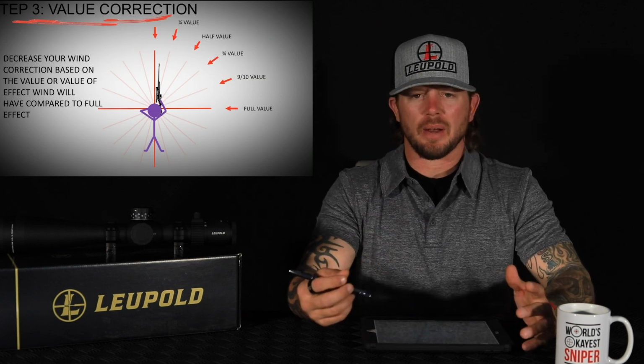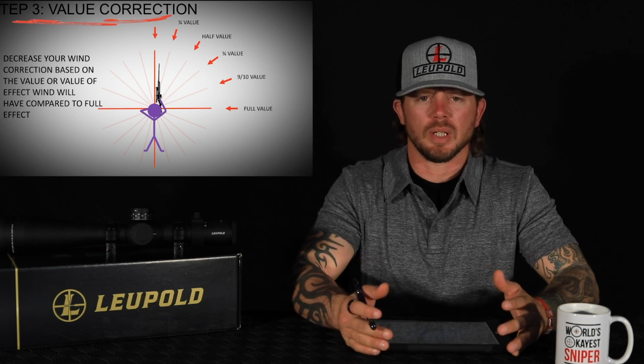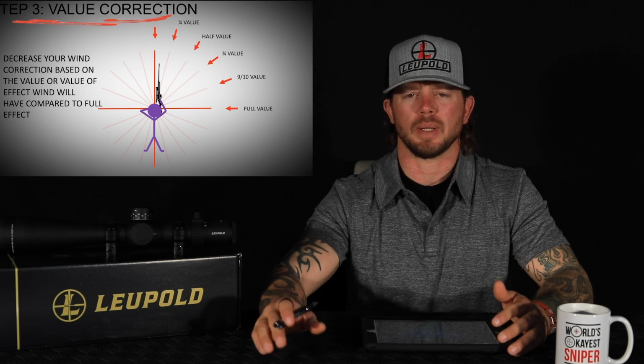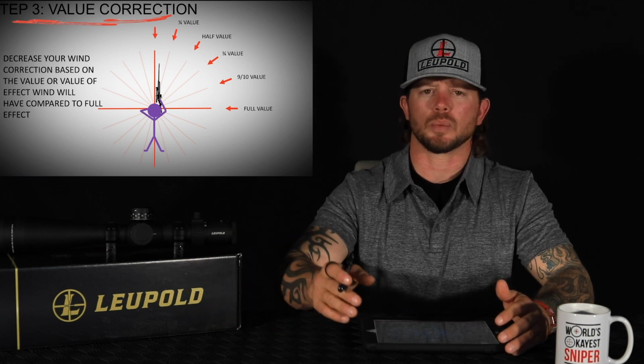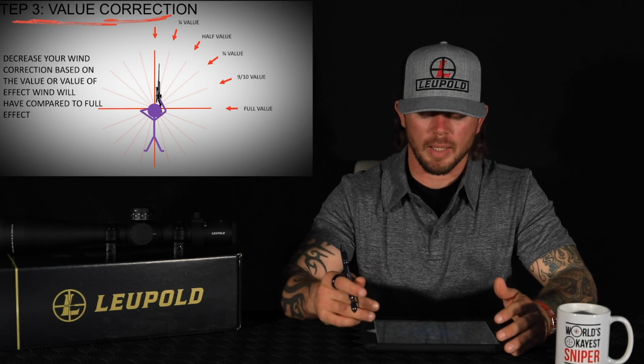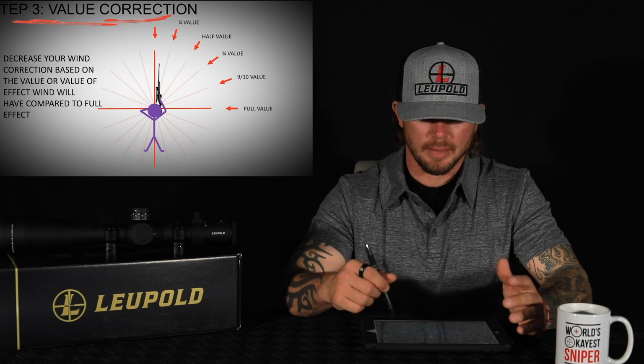Step 3 is that value correction. We can't go without it. It's very important that we do step 3, right? We don't always have full value winds. So step 3 is, well, I did my formula up to this point, but now I need to adjust. Well, I see a 3/4 wind out there. So I need to take 25% away from whatever my wind correction was, right? That is how it works. So we're going to go through this and test what you know.